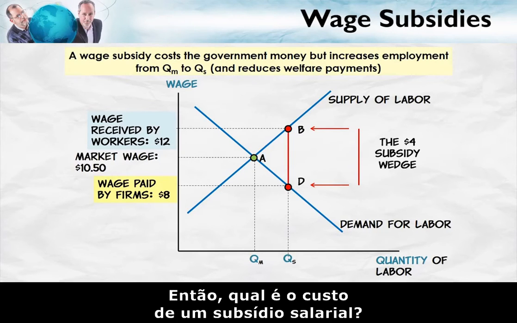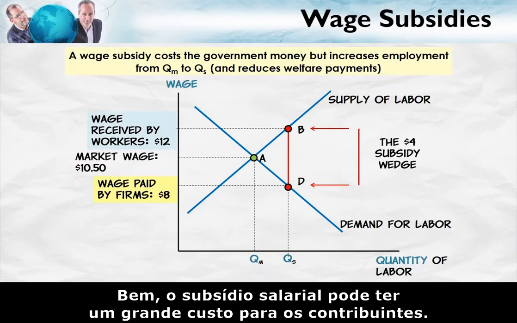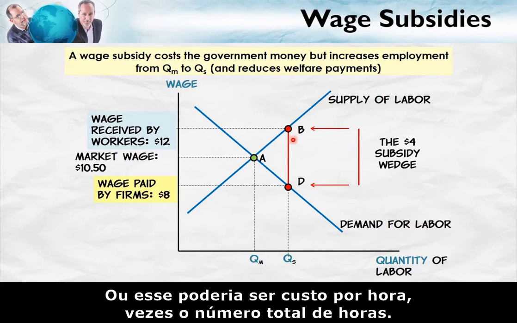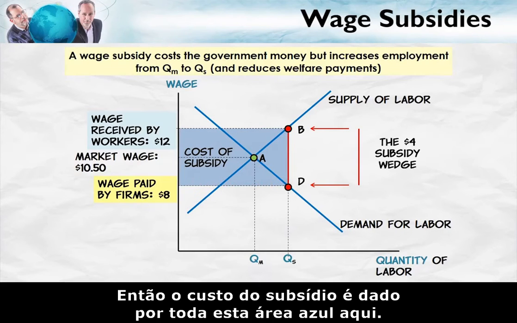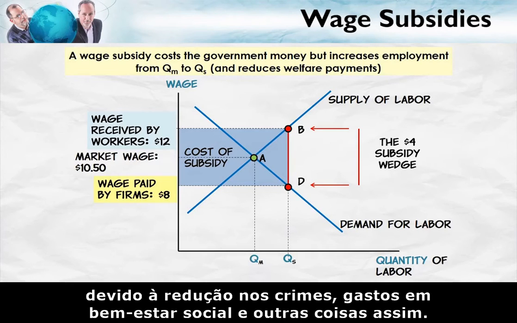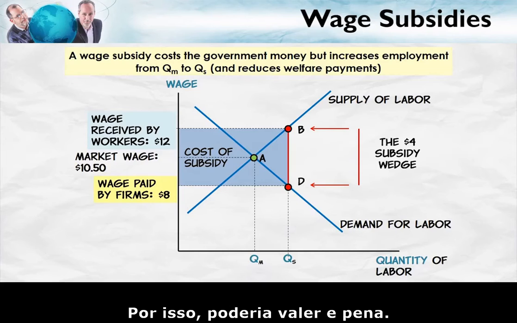Now, what's the cost of a wage subsidy? Well, the wage subsidy could have a big cost to taxpayers, namely the per job cost, the $4 cost, or this could be per hour cost, times the total number of hours. So the cost of the subsidy is given by this entire blue area right here. Now, Edmund Phelps argues that the cost would actually be less than this because of savings on crime and welfare payments and other things like that. So it may be worth doing.